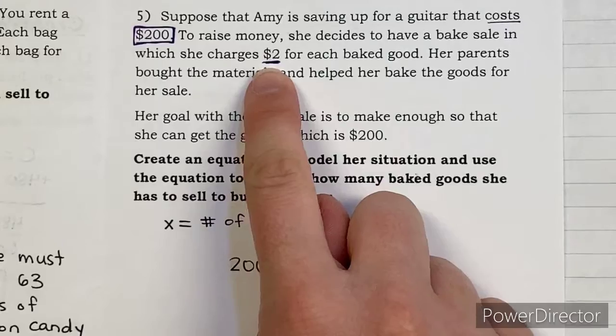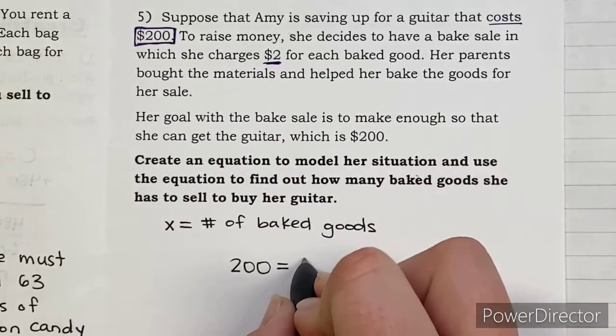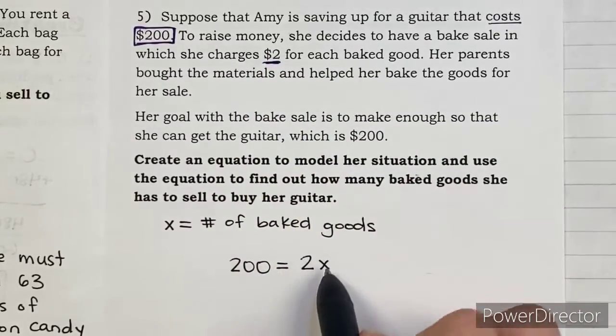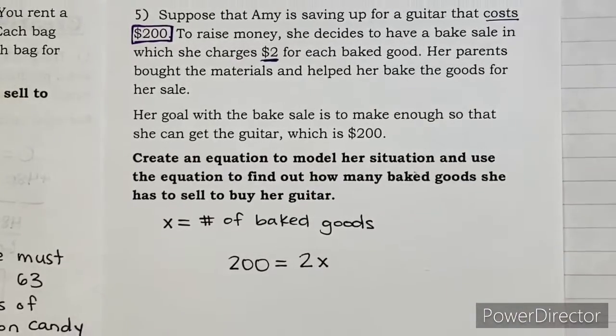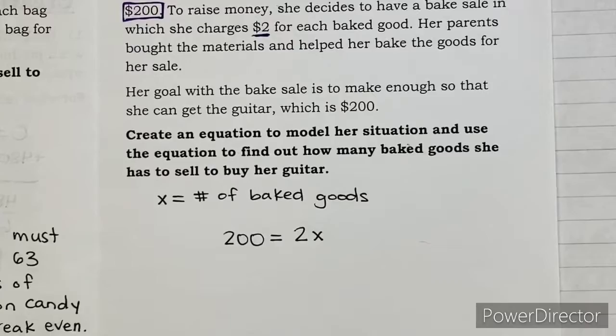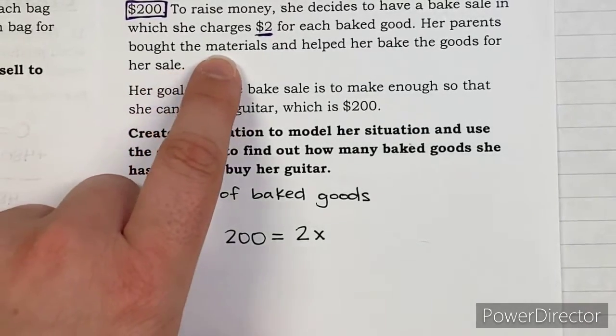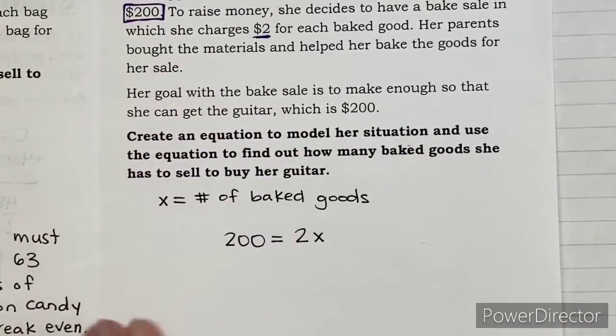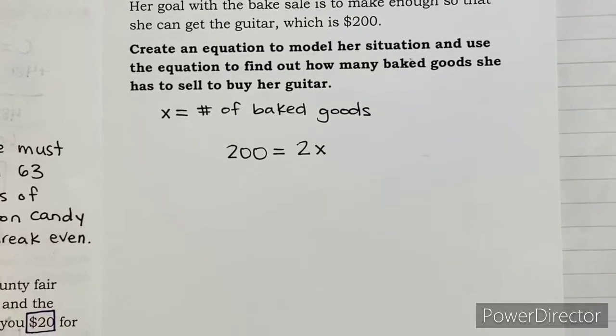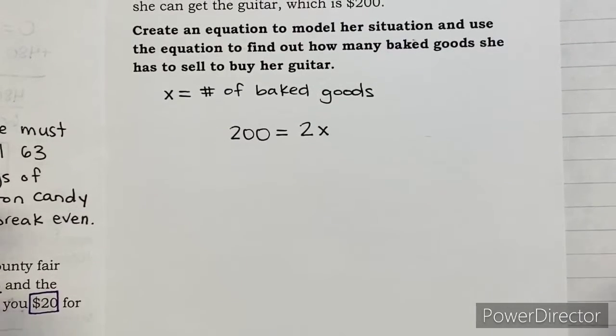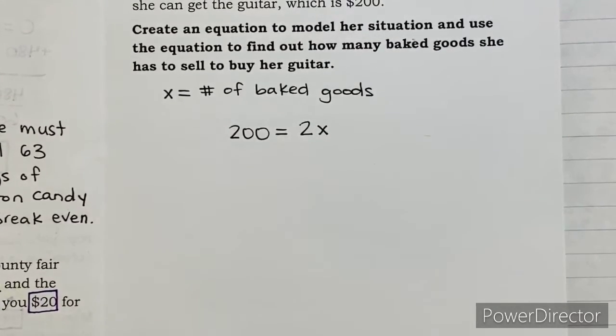And we have $2 for each one of those. So I'm going to put 2x because this is $2 per baked good. Okay, and that's our equation. Very simple. It didn't specify that her parents were making her pay back the material, so we're assuming they're giving those to her. And so there's our equation. This is a very simple one-step equation.